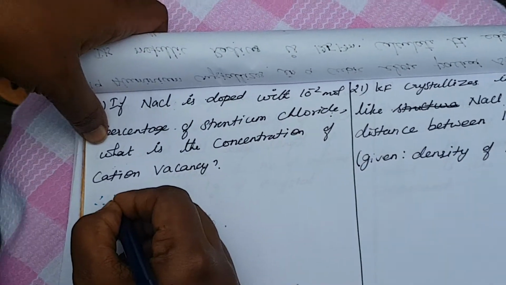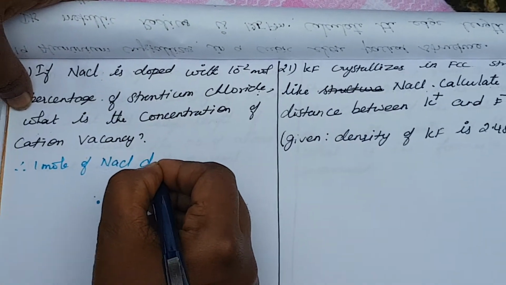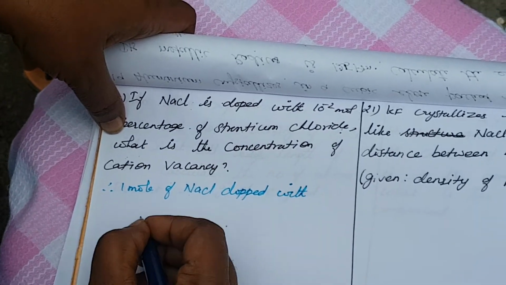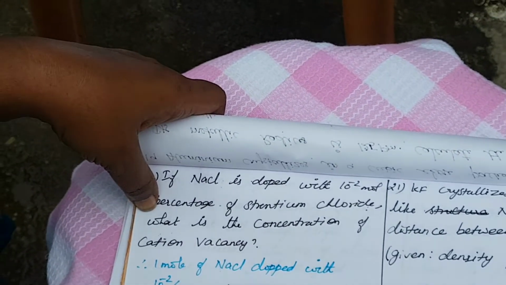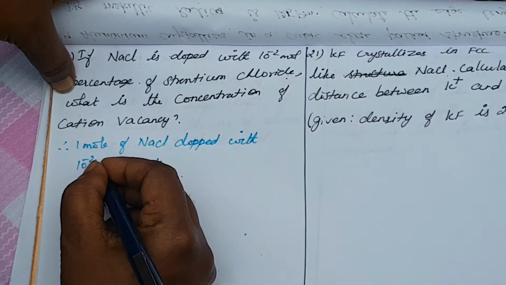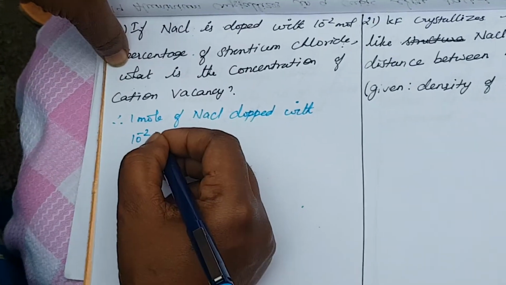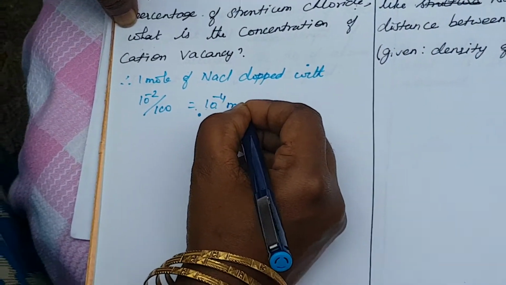So 1 mole of sodium chloride is doped with 10 power minus 2 per 100. So we can write 10 power minus 4. The 100 is coming to the upper part, so 10 power minus 2 minus 2 is 10 power minus 4 mole.